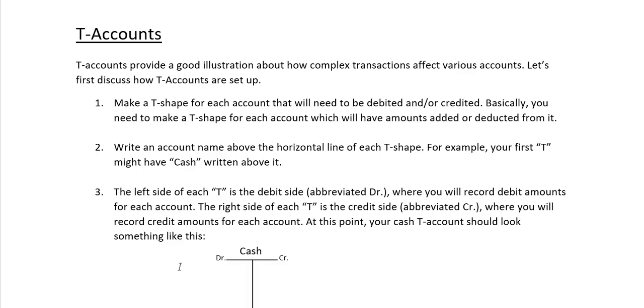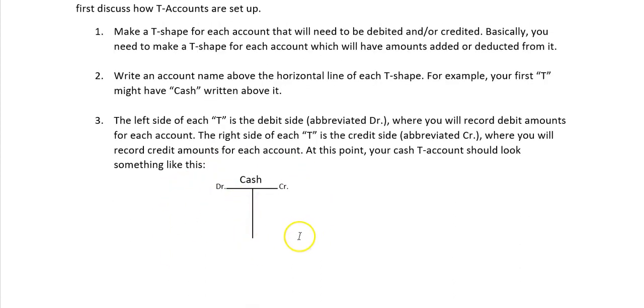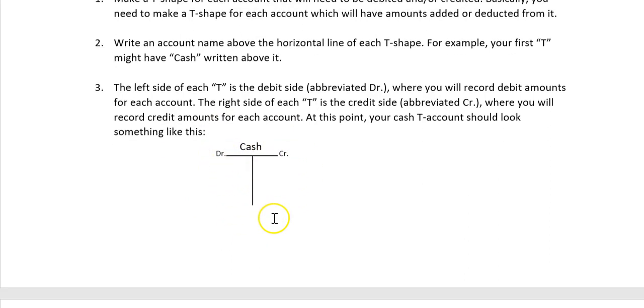The left side of the T is the debit side, abbreviated DR, where you will record debit amounts for each account. The right side of each T is the credit side, abbreviated CR, where you will record credit amounts for each account. At this point, your cash T account should look something like this. So you have cash as the name, you have a T shape, and the left side of the T shape is the debit, the right side is the credit.